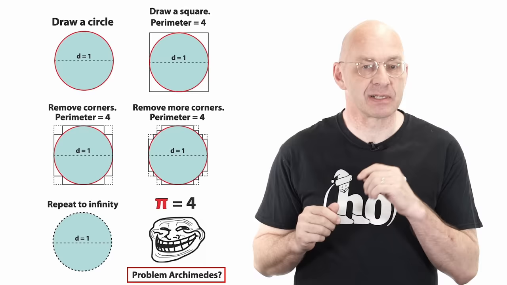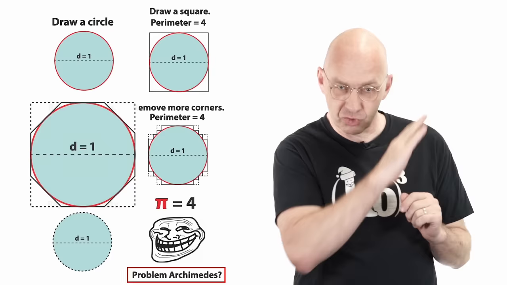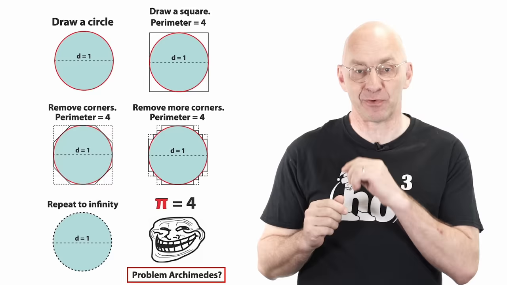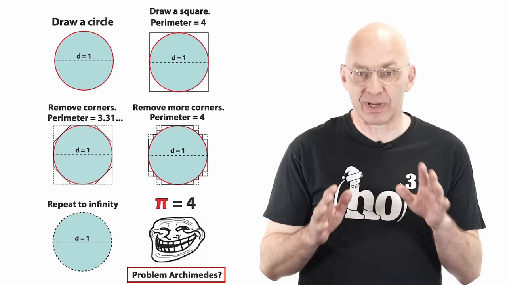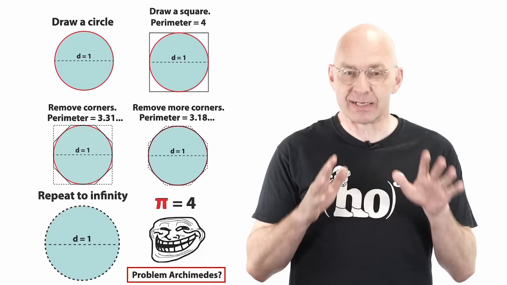Start again with the square around the circle. Okay. But this time, we're chopping the corners off like this. So the new shape is a regular octagon. And since we're literally cutting corners here, it's clear that the perimeter of this octagon will be less than 4. In fact, it's 3.31 and a bit. Cutting all corners of the octagon gives a regular 16-gon with perimeter 3.18 and a bit. Keep cutting corners and the curves we come across turn into the circle again. At the same time, the perimeters of those chopped curves really hone in on the true value of pi.